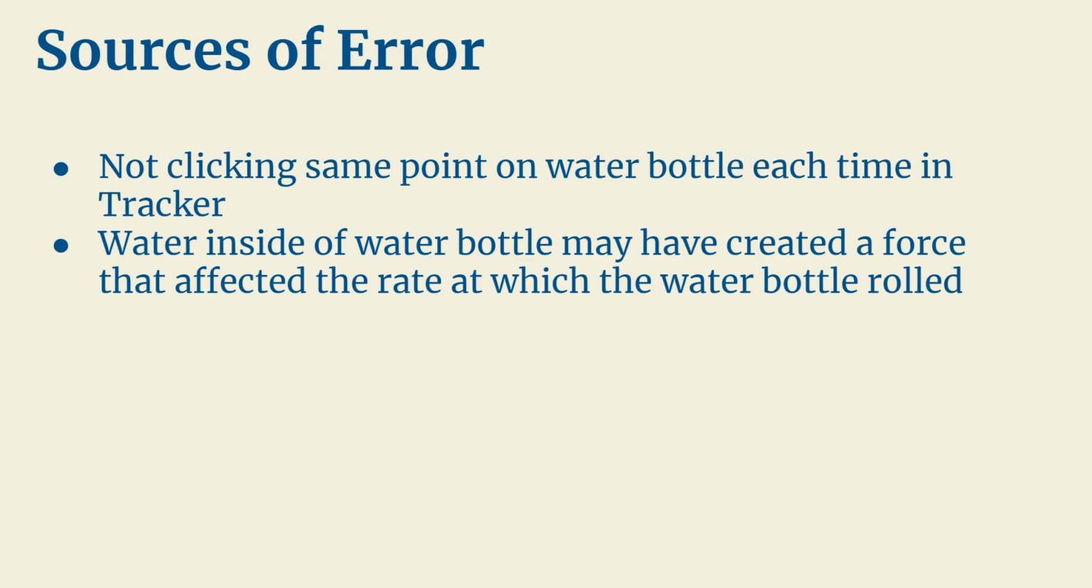There were two main sources of error in this experiment. The first was that it was impossible to click the same spot on the water bottle each frame. This led to slight differences in the data and the true motion of the water bottle. The other main source of error is that the bottle had water in it. This could create a force inside the bottle that could rock it back and forth, causing acceleration or deceleration, which ultimately would affect the velocity of the bottle.